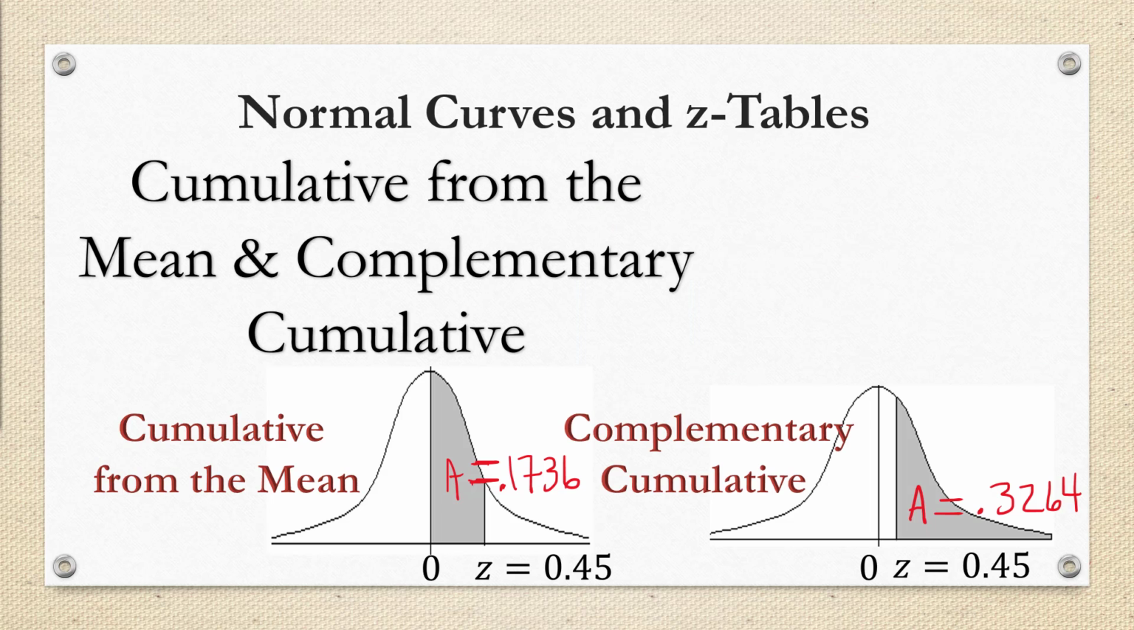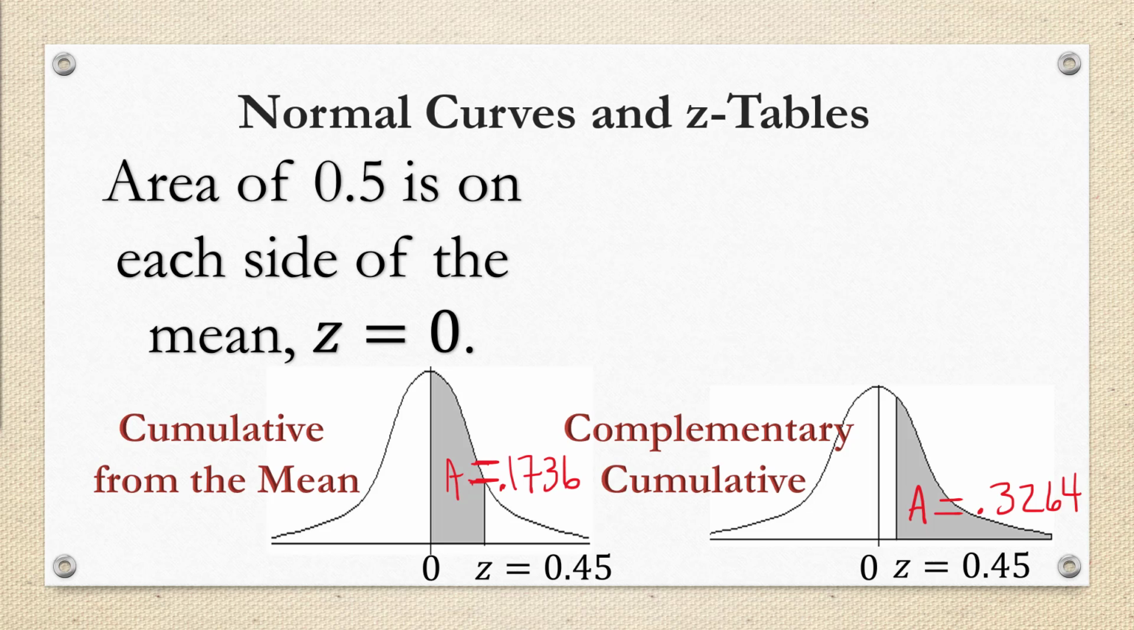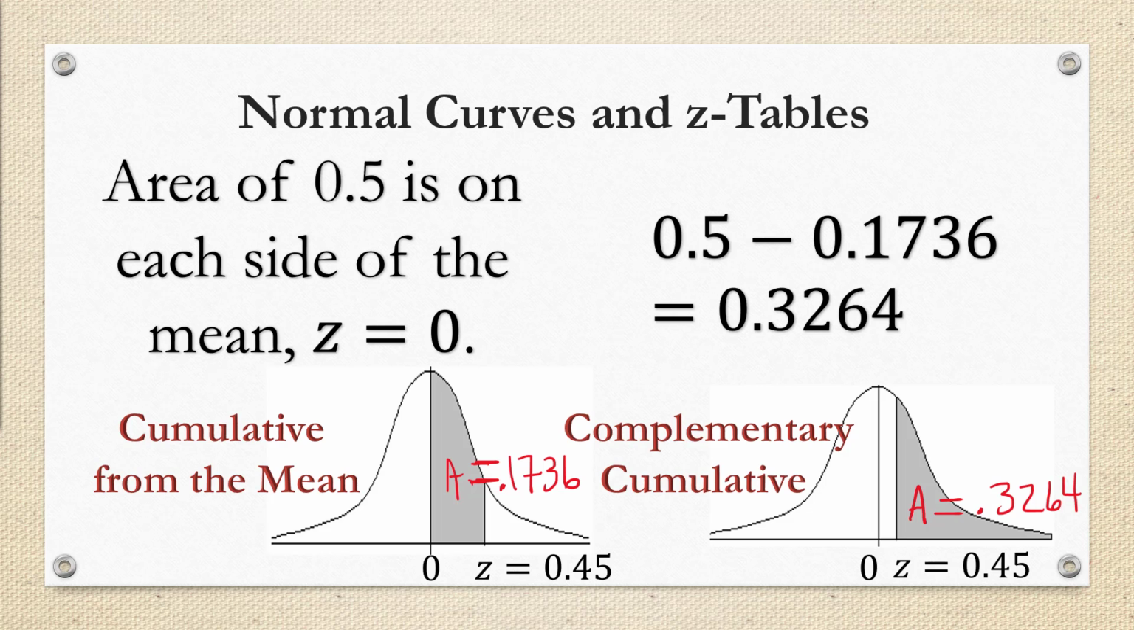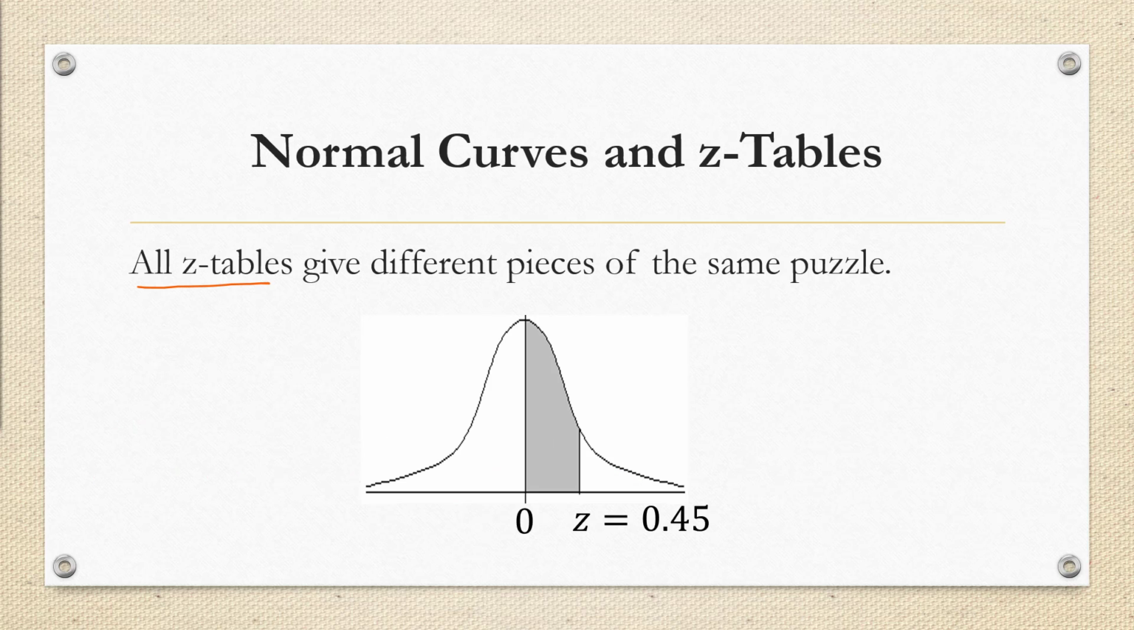Now let's compare cumulative from the mean and complementary cumulative. Once again, it's important to understand that there's an area of 0.5 on each side of the mean z equals 0. One of these diagrams on the left gives us the area between 0 and z equals 0.45. The other one gives us the area to the right of z equals 0.45. Together, they comprise the entire right side of the standard normal distribution. So if we wanted to get one given the other, we could subtract. 0.5 minus 0.1736, for example, is 0.3264. So we can see that all z-tables give different pieces of the same puzzle.